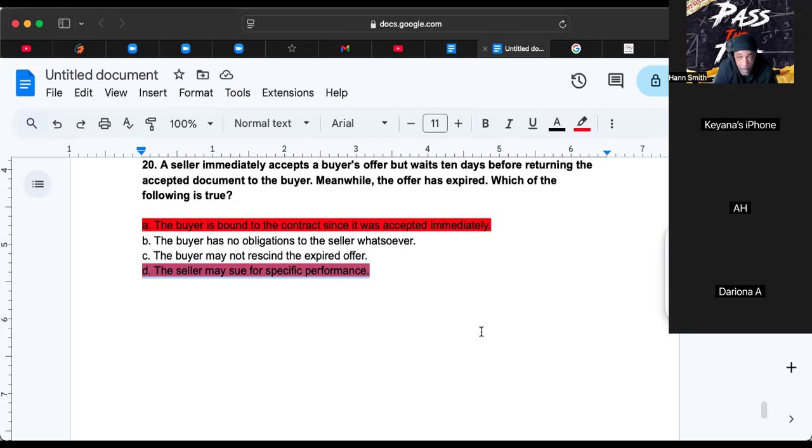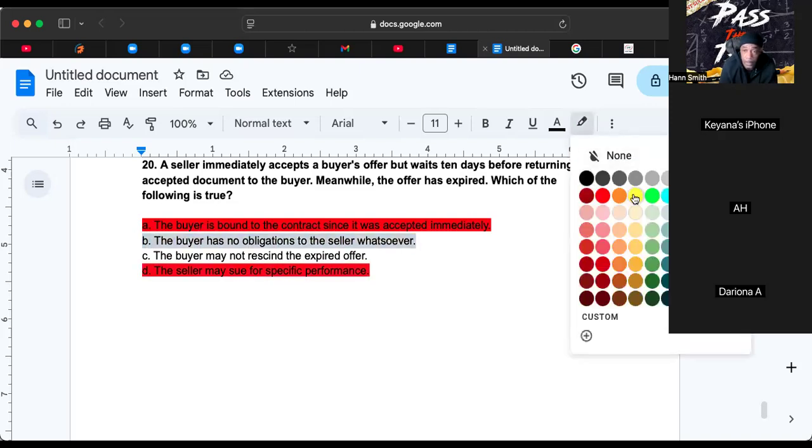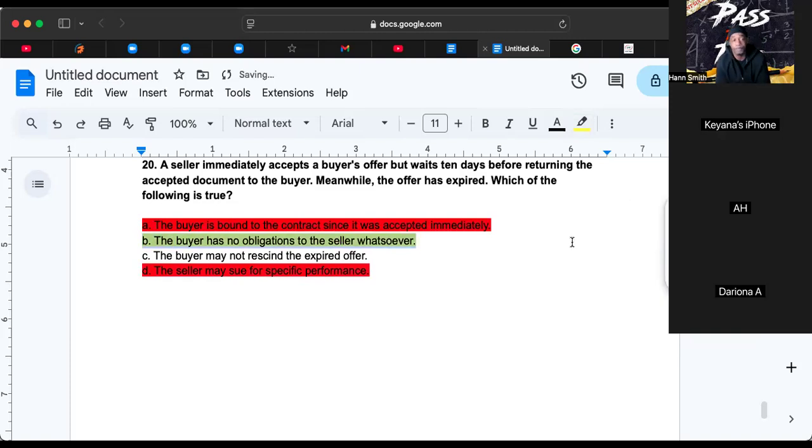So in that one, either we do think they have obligations or we don't, really, is what it boils down to. Do they have obligations or don't they? That's really what it is. They don't. All right. So that would be B. And I agree.